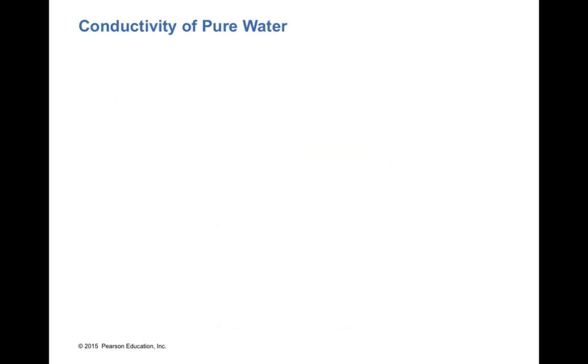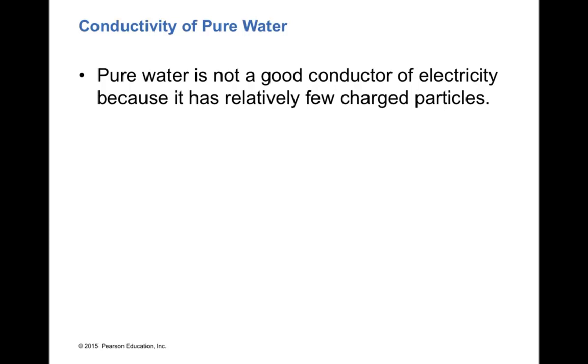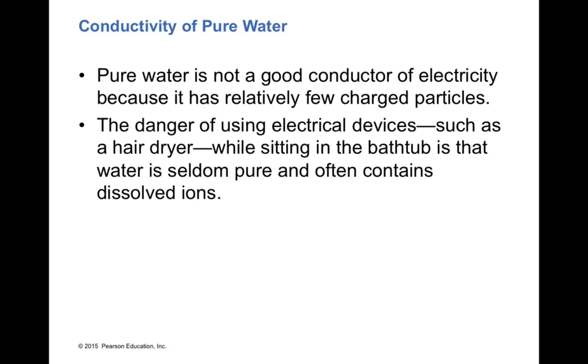Let's talk about one of the properties of water, the conductivity of water. Pure water is not a good conductor of electricity because it has relatively few charged particles. Remember that basically electricity is the flow of electrons through charged particles. And because pure water doesn't have a lot of those charged particles, it is not a good conductor. The danger of using electrical devices such as a hair dryer while sitting in the bathtub is that water is seldom pure and often contains dissolved ions.